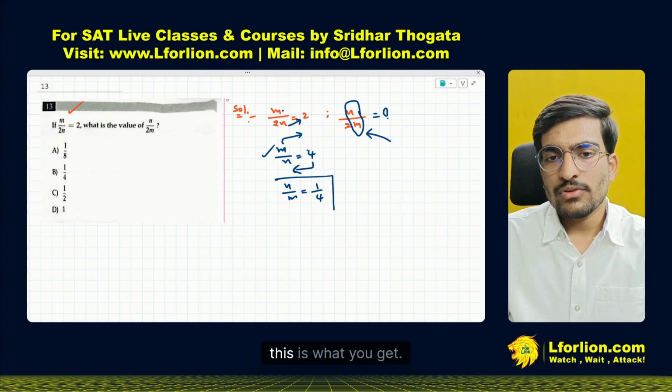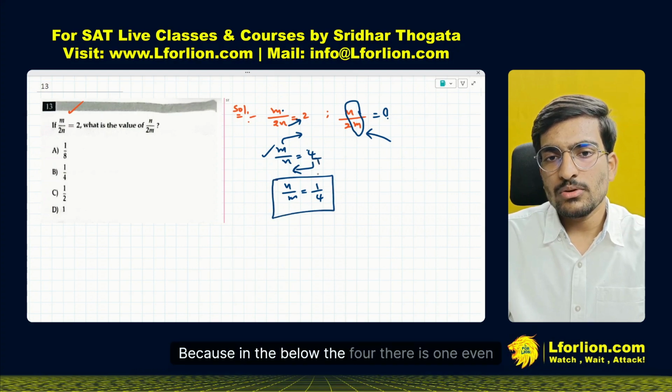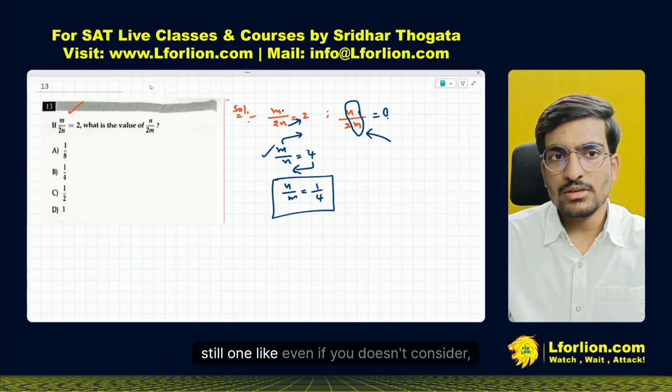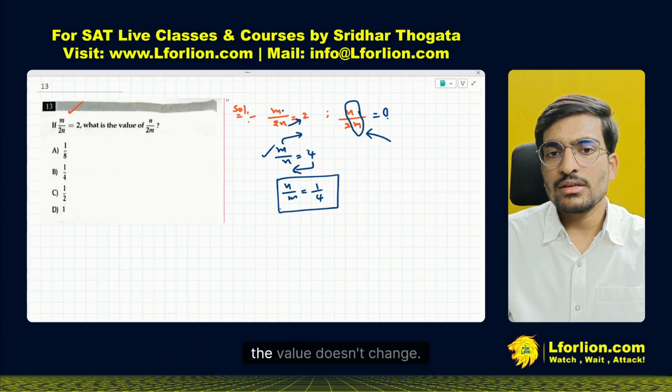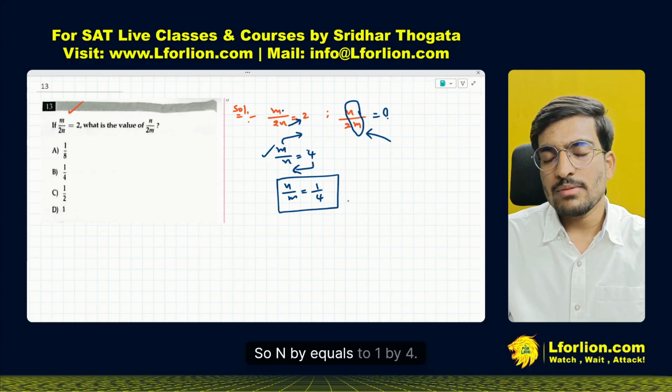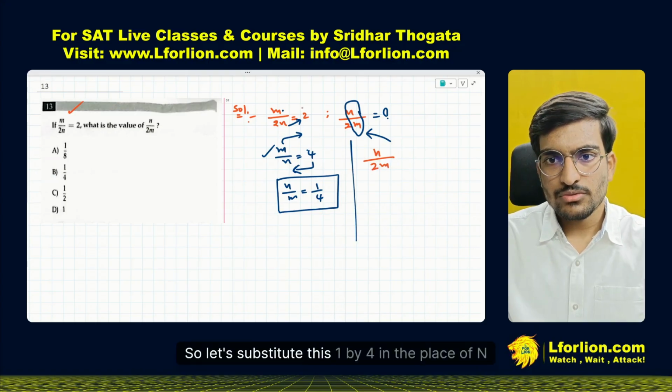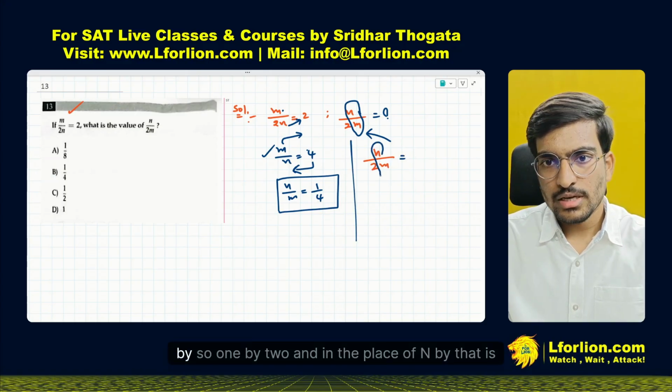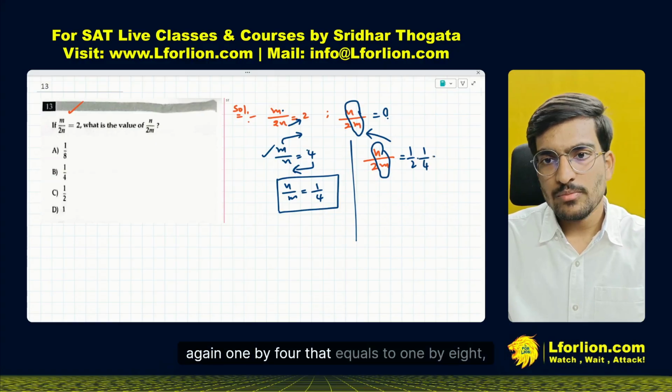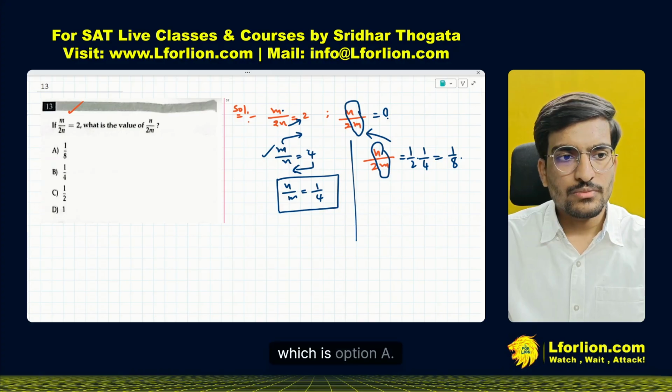So when you flip it, this is what you get, because below the 4 there is 1. Even if you don't consider it, you keep 1, the value doesn't change. So n by m equals 1 by 4. So let's substitute this 1 by 4 in the place of n by m, so 1 by 2, and in the place of n by m, that is again 1 by 4, that equals 1 by 8, which is option A.